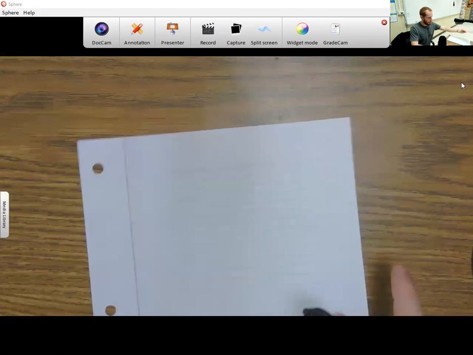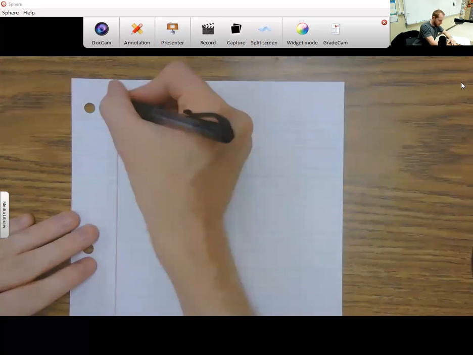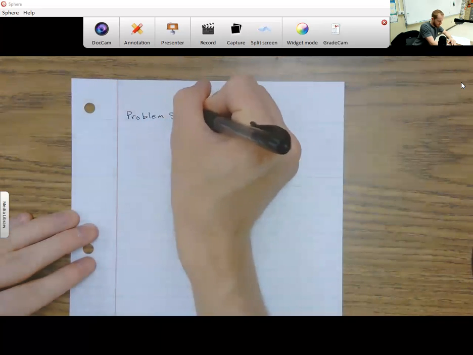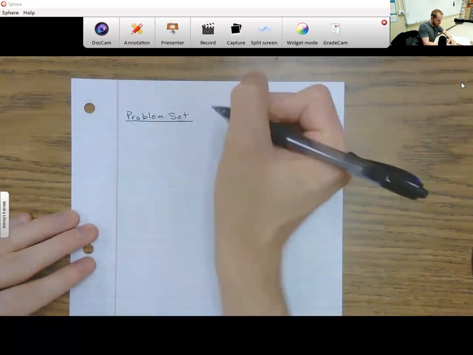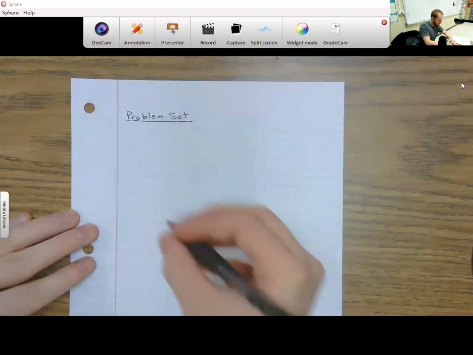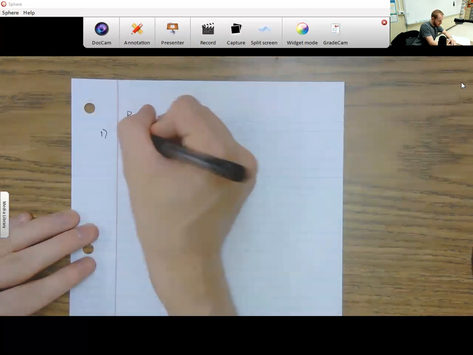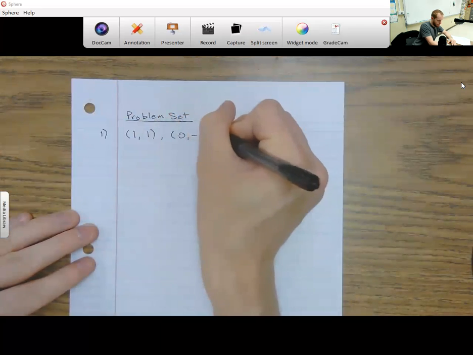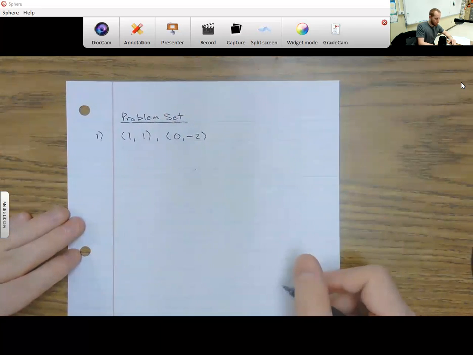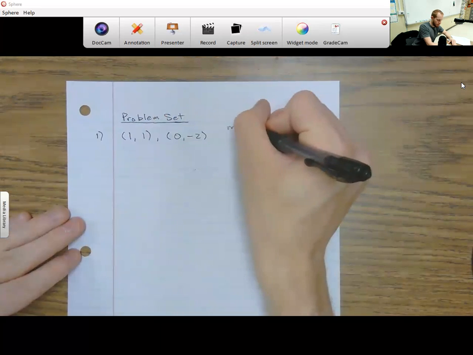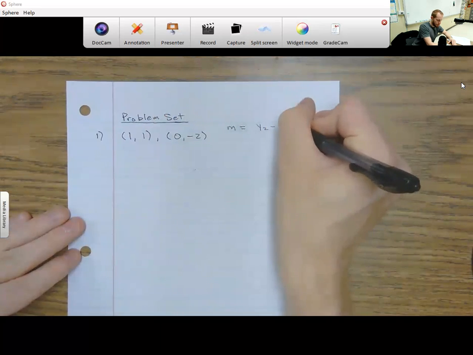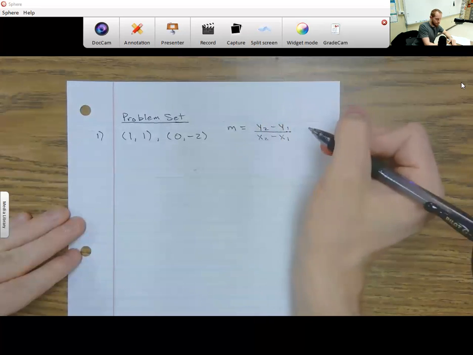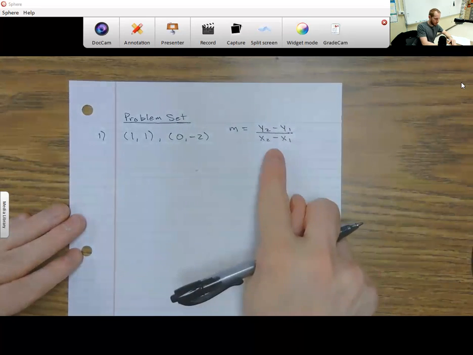Let's look at some of the problem sets. Let's look at number 1. So we're given 2 points, (1, 1) and (0, -2). And our slope formula is always going to be y2 minus y1 at the top and x2 minus x1 at the bottom. This is primarily what we're going to be using.